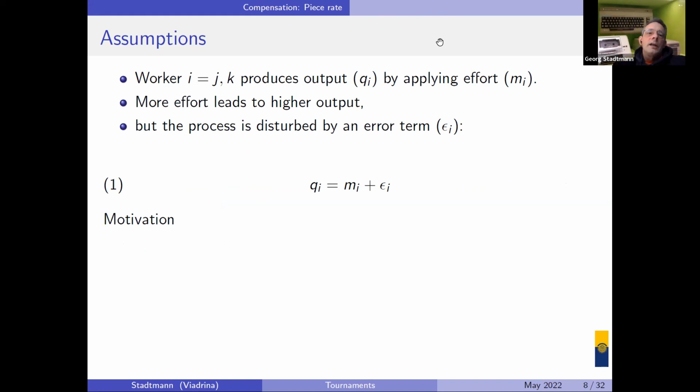We are looking at two workers. The workers are indexed with the index i, and the two workers are j and k. They produce an output q_i by applying effort m_i. More effort will lead to higher output, but the process is disturbed by an error term epsilon_i. So q_i is the output, m_i is the effort level, and epsilon_i is the error term.